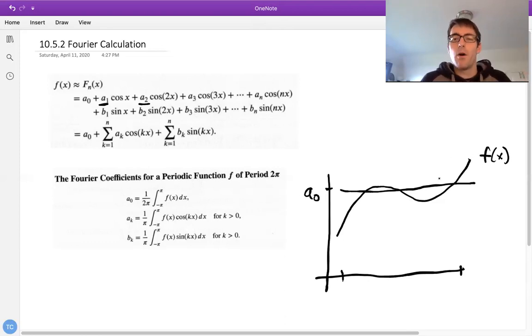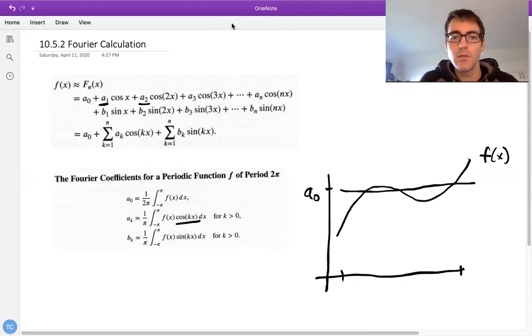For the trig components, in order to figure out what a sub k is, so the kth term, we're going to take our function and multiply it by the cosine function that has that matching frequency. And the way I think about this is that we want to know how much this particular frequency jives with the function itself. Whatever we get out there is going to tell us what the coefficient in front of this cosine of kx term should be. It tells us how much of that particular function we want.